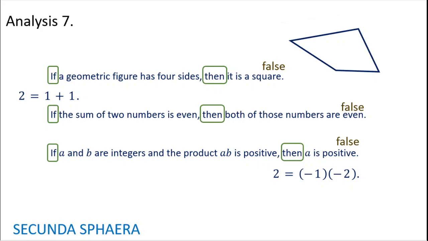And even considering the first part of the sentence, the part that is after the if and before the then, that can be true. And actually, we were thinking that it was true. We thought of a figure of four sides, we thought of a sum of two numbers that was even, and we thought of a product that was positive. And when all of those characteristics were joined, we got that the sentence was false. So that is saying if we have P true and Q false, the implication is false.